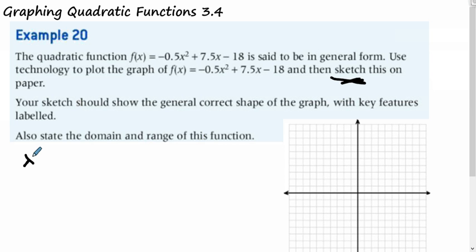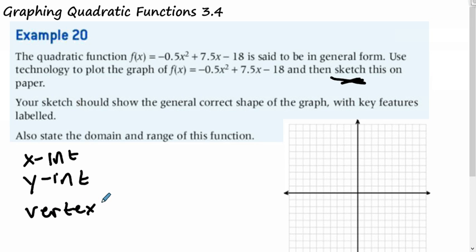Some of those graphing characteristics might be x-intercepts. Another one would be maybe the y-intercept. And then because this is a quadratic, we're also going to be looking at the vertex. So those would be the three main graphing characteristics that you're going to need.